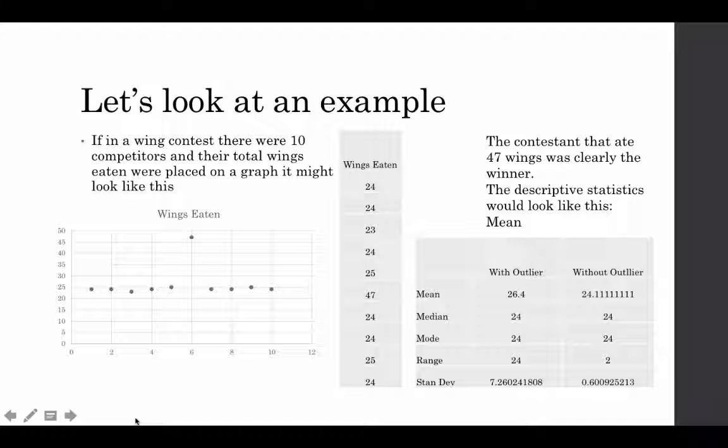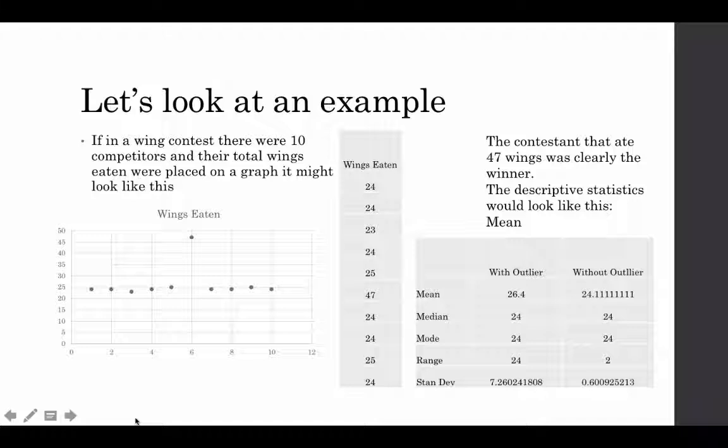And so if we were to just throw that score out, if we said, okay, the person who won, we're going to throw that person out, and we're going to look at everything else. Look at how the numbers change. Now the mean goes from 26.4 to 24.11. So now we're almost right in with what the median is, because the median is still 24. The mode is still 24. Look at the range. The range went from 24 to 2.